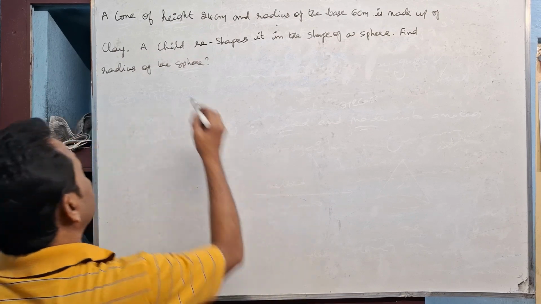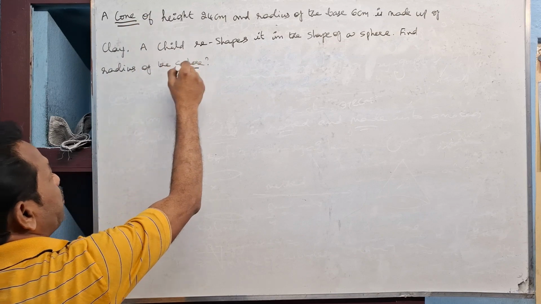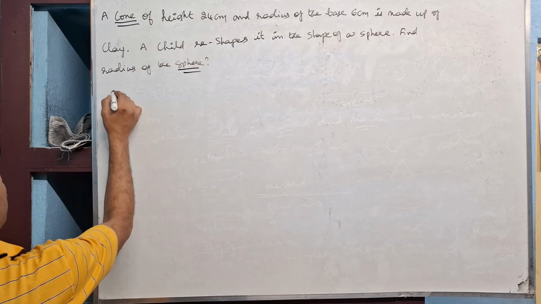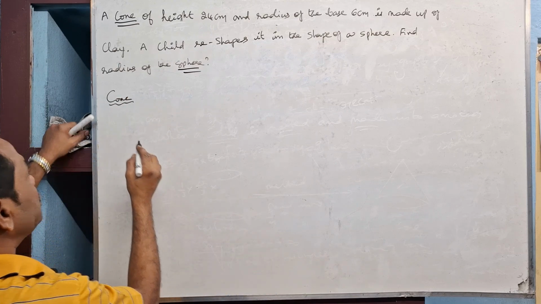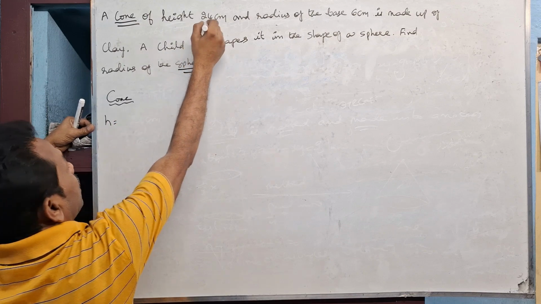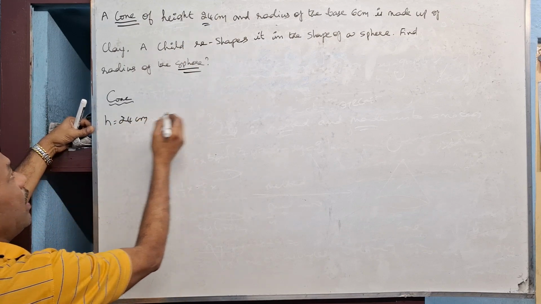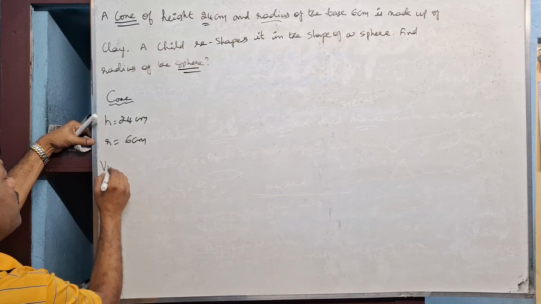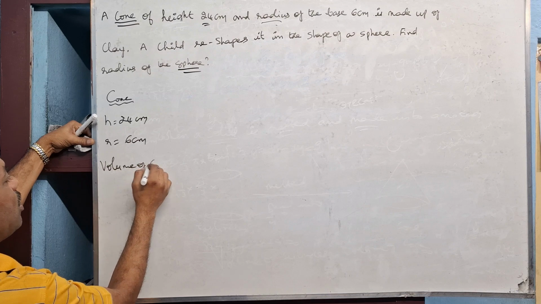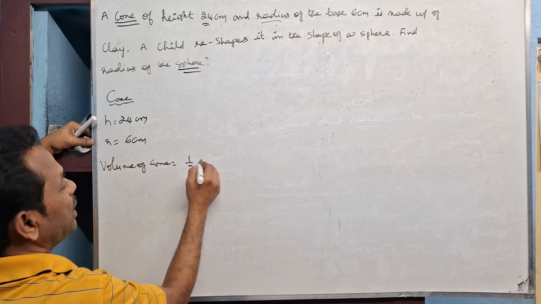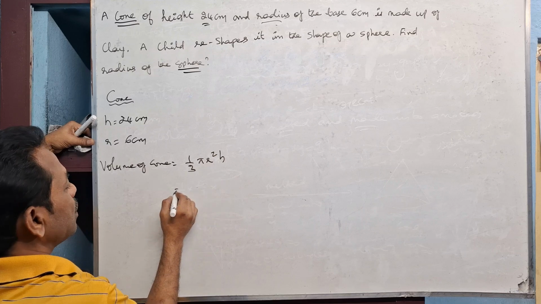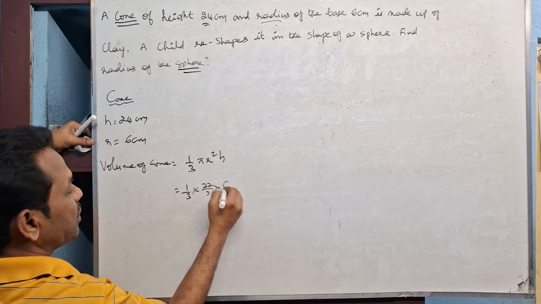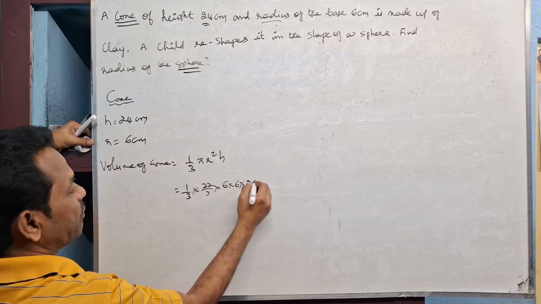Children, in this question it is given that the cone is converted into a sphere and we need to find the radius of the sphere. So let us go for the cone first. As per the question, the height of the cone equal to 24 centimeter and the radius of the cone is given as 6 centimeters. Now let us find the volume of the cone first. The volume of the cone, the formula is 1 by 3 pi r square h. Now let us put the values. 1 by 3 into 22 by 7 into the radius is 6, 6 into the height is 24.